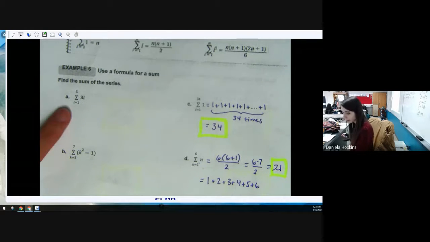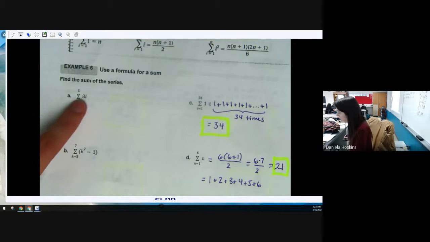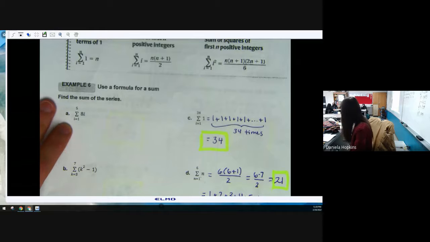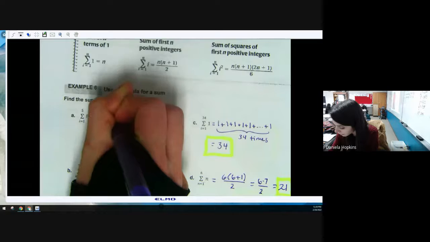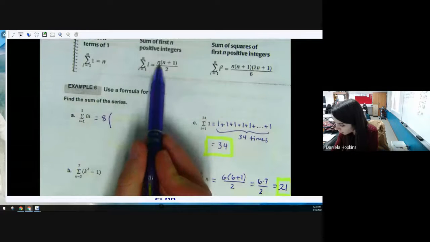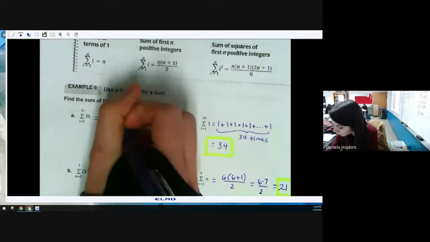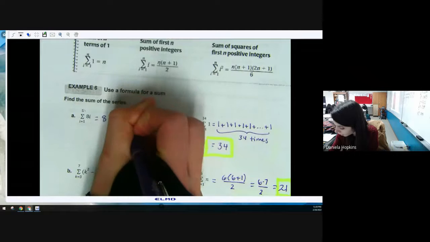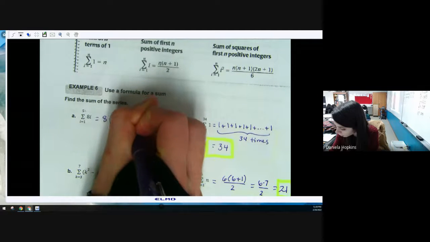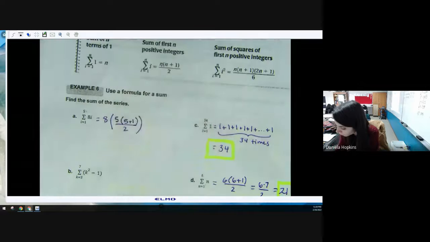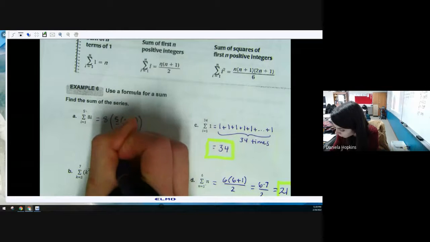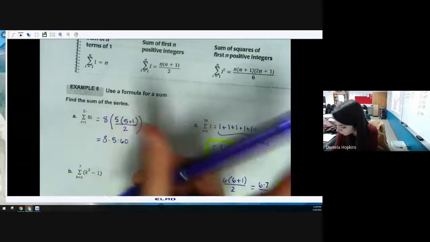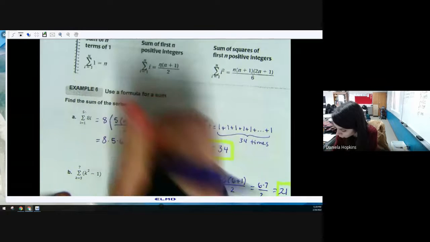What about part A? Does that look like that formula? Kind of. So what if we just factored out the 8 part? So what if we said this was 8 times, and again, it's our upper bound, which in this case is 5. So it'd be 8 times 5, and then it'd be 5 plus 1 all over 2. Well, that's 8 times 5 times 6 over 2.